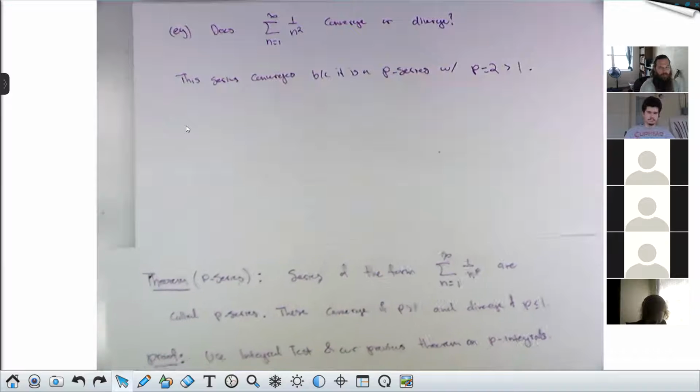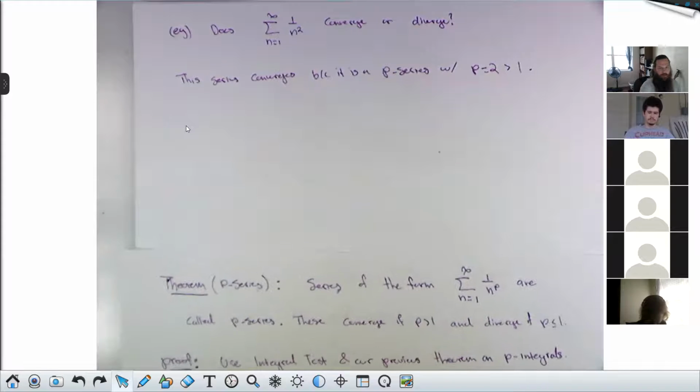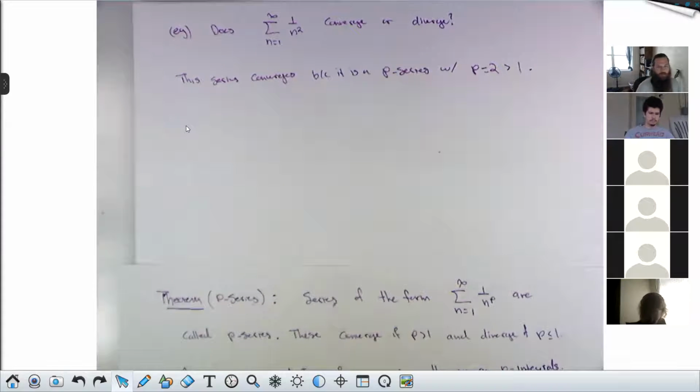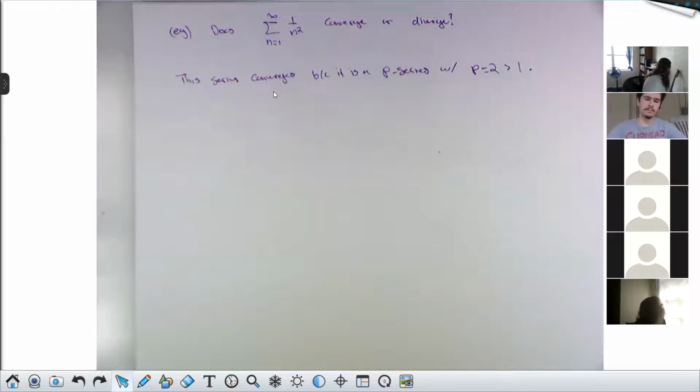So the part that we use is everything before the proof, right? The theorem is actually what we're using. So series of this form are called p series. They converge if p is bigger than 1 and diverge if p is less than or equal to 1. So is this series of this form? Yeah, it certainly is. If you take this and plug in p equals 2, you definitely get this. So this is a p series with p equal to 2. And since that's bigger than 1, the series is known to converge. And that's all you got to say. It's easy, right? That's what's so nice about this theorem.